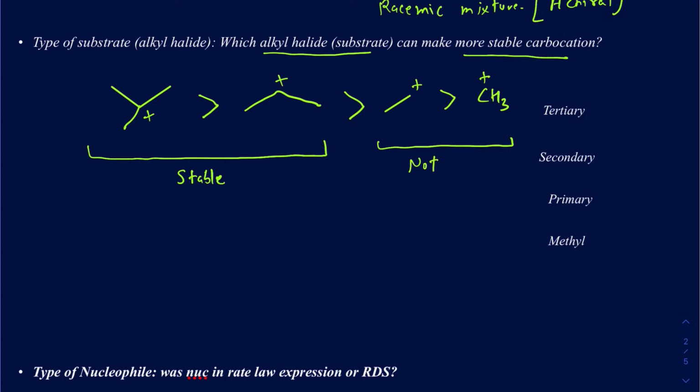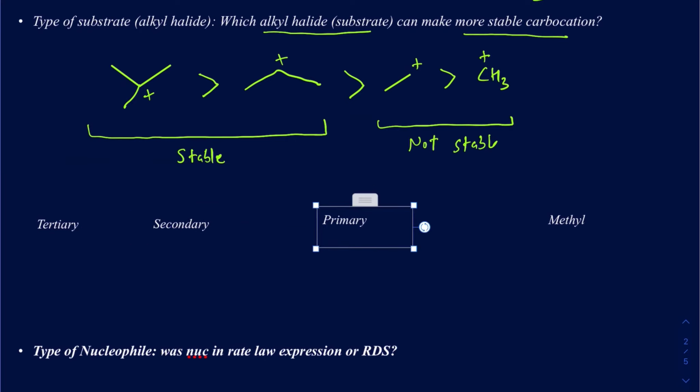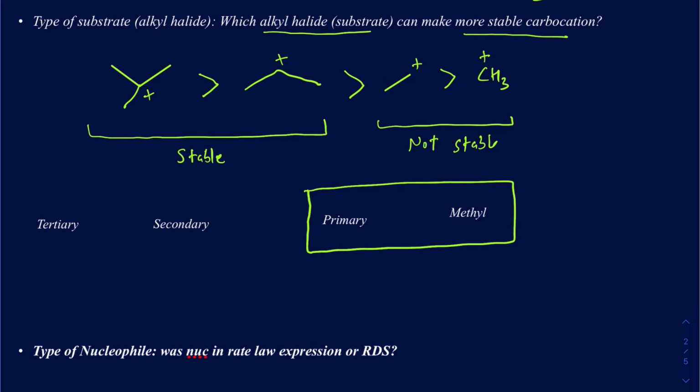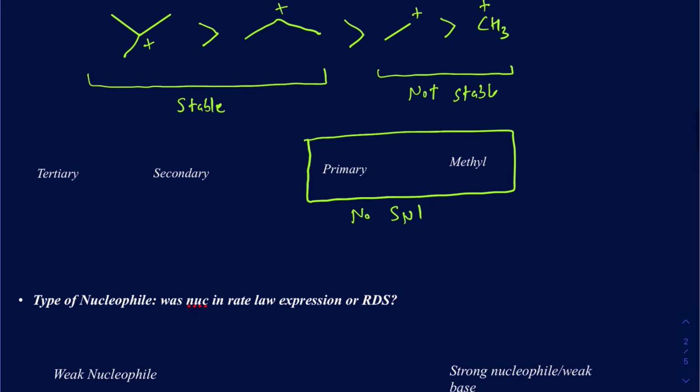So they are not going to be stable. So when I'm looking at the type of alkyl halide, I can say, okay, I'm going to have a tertiary alkyl halide followed by the secondary alkyl halide, and then your primaries and your methyls don't really do SN1 mechanism. So I'll just write down no SN1 mechanism on those.